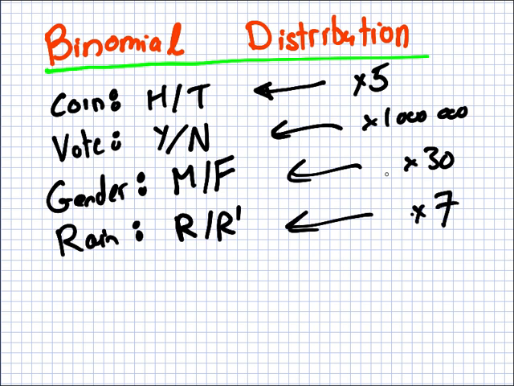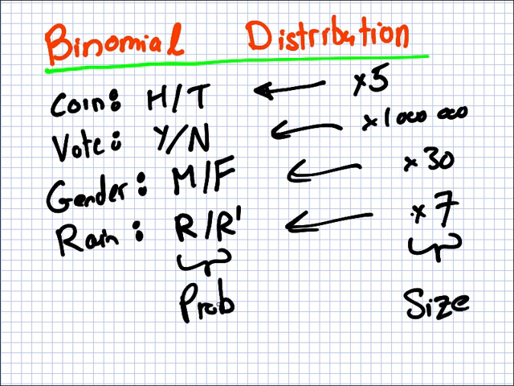So with binomial, you have two parts to it. You have the event, which could be one of two possibilities, and the size, how many times you're looking at that event happening. So you have a size and you have a probability. We'll use the letter P for probability, and we'll use N for size. Let's have a look at an example, and then we'll try to get a formula.